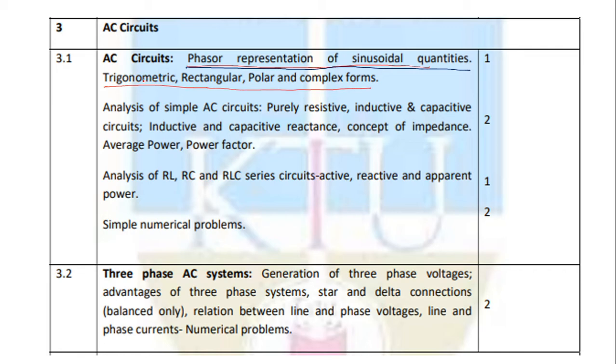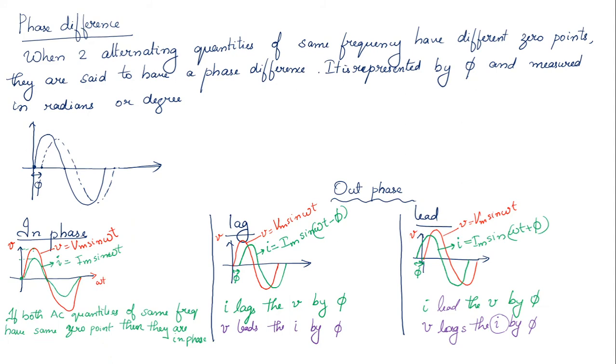We have trigonometric form, rectangular form, polar form and exponential form for mathematically representing a phasor diagram. So we are going into the detail of each of them. In the previous class we have studied what is phasor diagram. Next we are going to study how we can represent the phasor diagram using mathematical models or mathematical forms. Okay, so which are the different forms of representation?